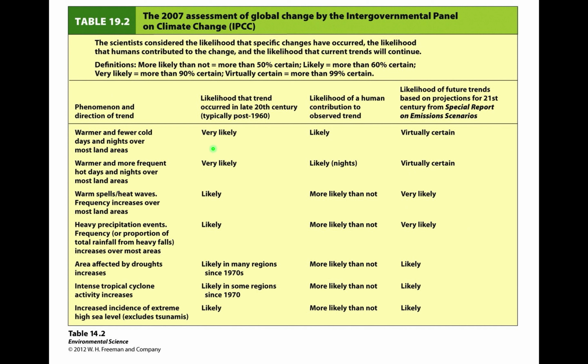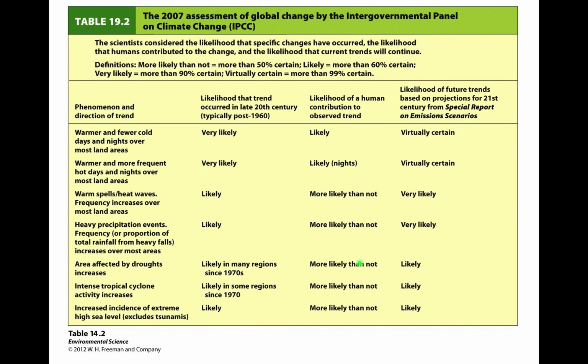So this just shows a lot of different types of likelihoods that scientists believe will happen. For example, this says phenomena and direction of trend: warmer and fewer cold days and nights over most land areas. Very likely that this would occur in the late 20th century. Likelihood of future trends based on projections for the 21st century. This one is like, yes, this is virtually certain. This is going to keep happening.